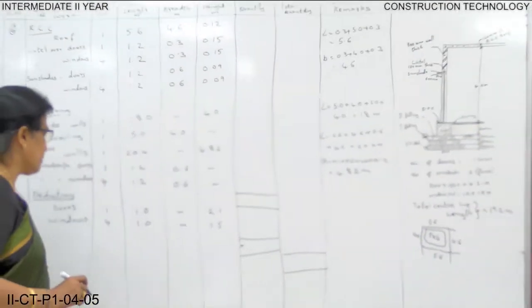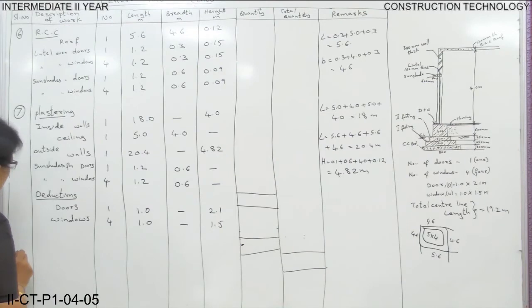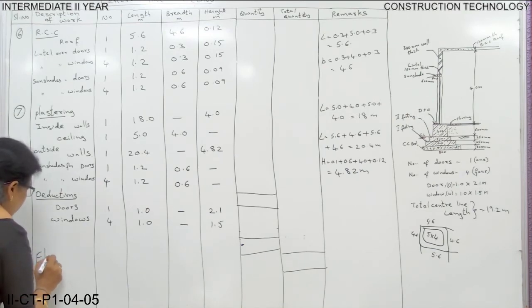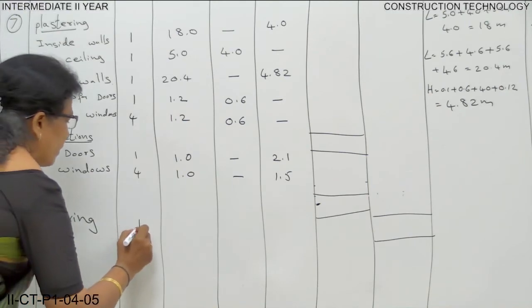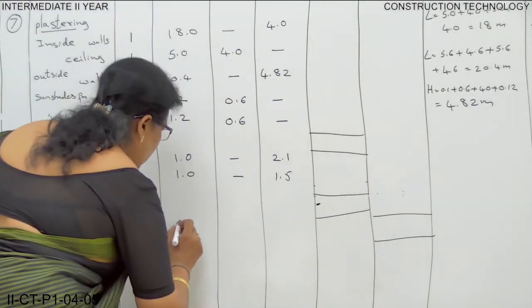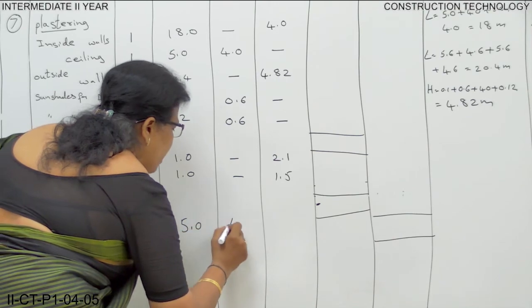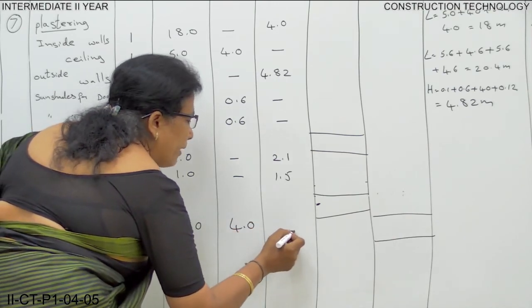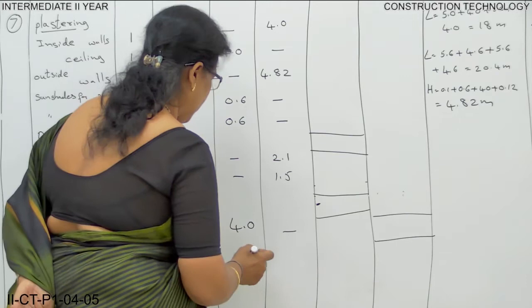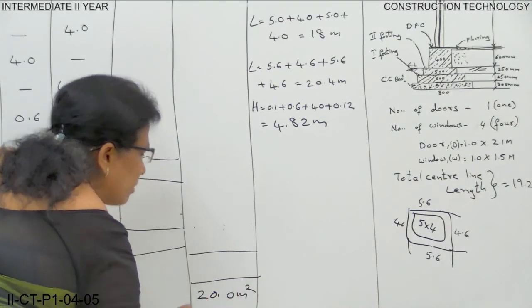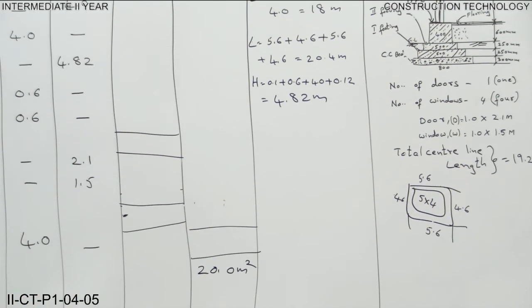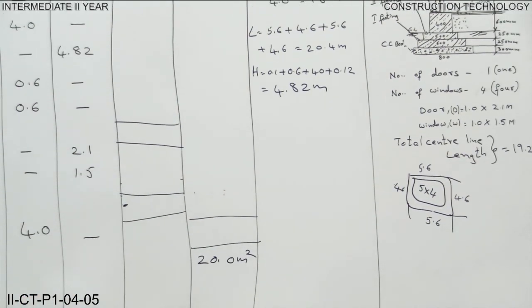We'll do the calculation. Now next item is 8, flooring. Number 1, the length of the floor is 5.0 and breadth is 4.0, and height you don't have any thickness. So the value is 20.0 meters square. So flooring is a very easy item.